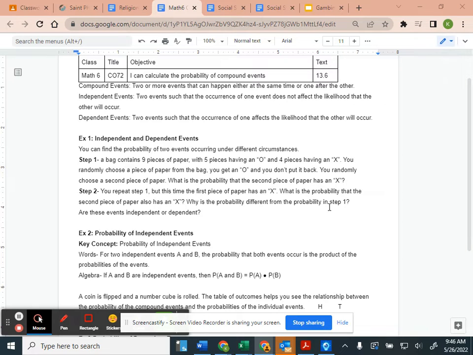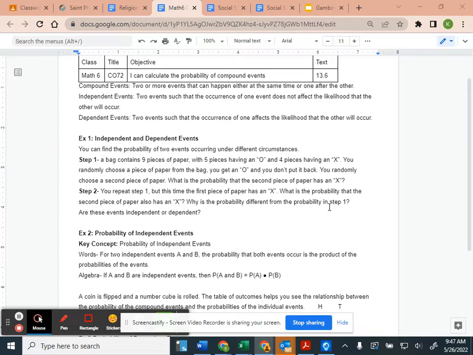Good morning. Today we are doing our last objective of Unit 11, our last objective of the year. This is CO72. I can calculate the probability of compound events. So we're still working with probability. All four of these objectives that we're being tested on in this unit are about probability.